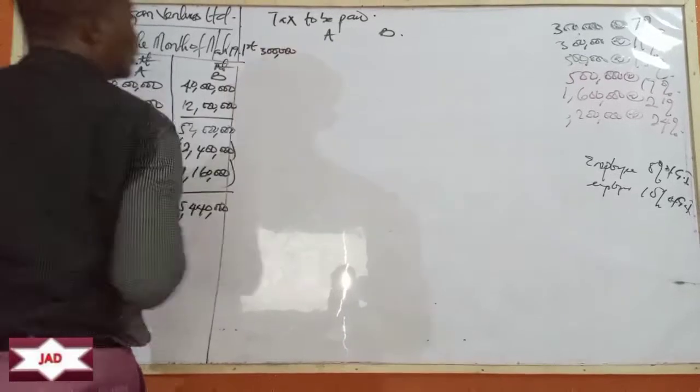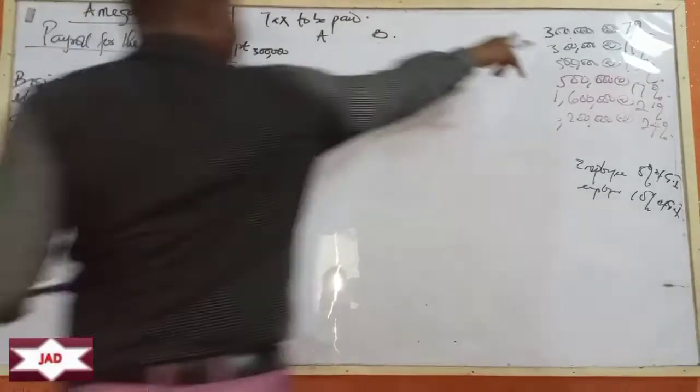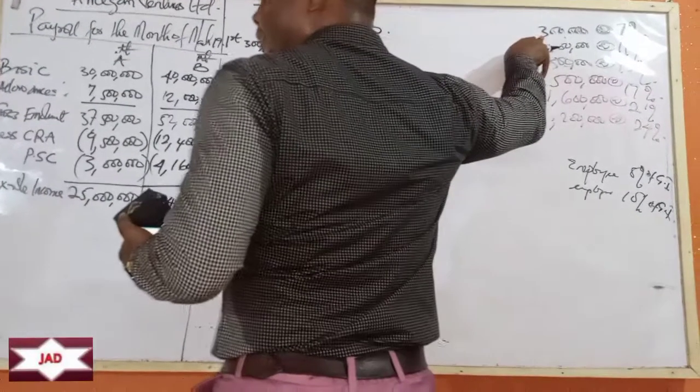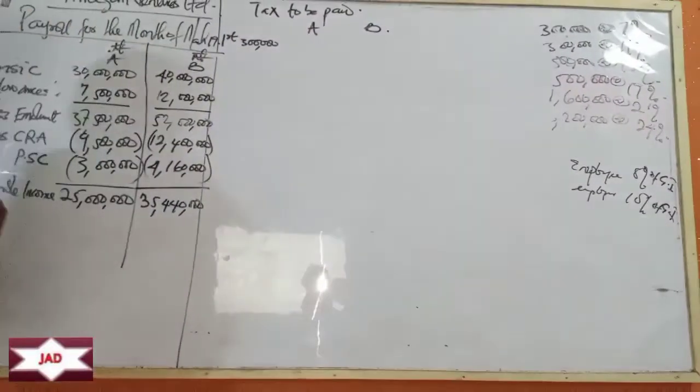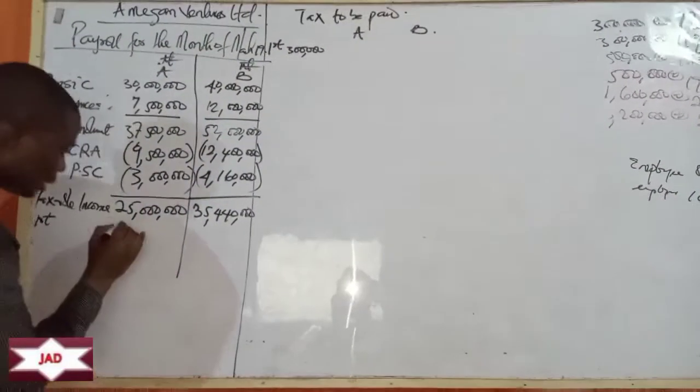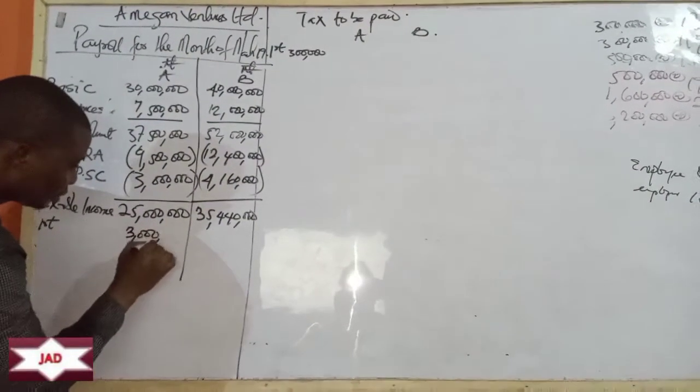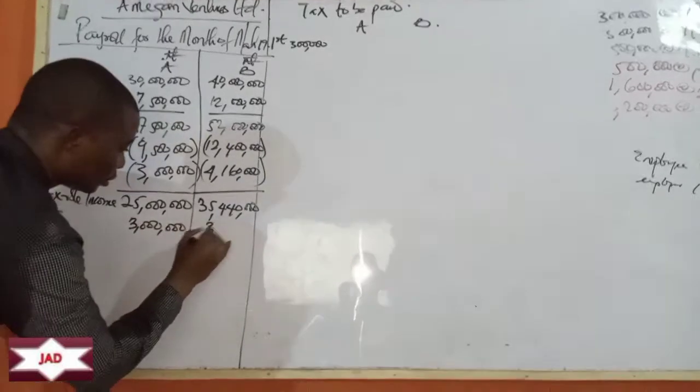300,000. Remember, this is 300,000 and this is for 10 people. 10 times 300,000, that's 3 million. So we take out the first. That's 3 million.